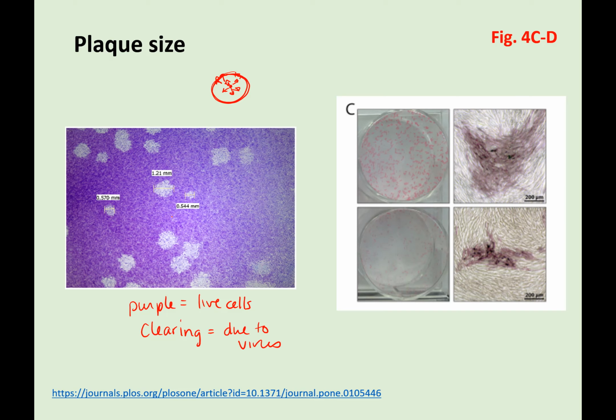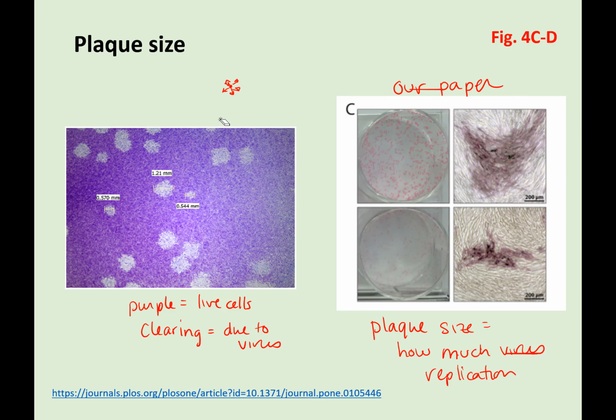In our paper, they're looking at plaque size as an indication of how good replication is. So you could imagine that if I took this diagram and I erased this outer circle, if there was not a lot of virus replication, I'd have a smaller plaque than if there was a lot, right?